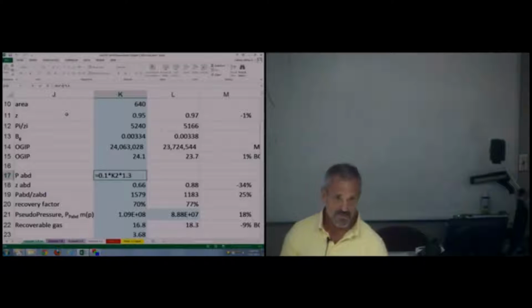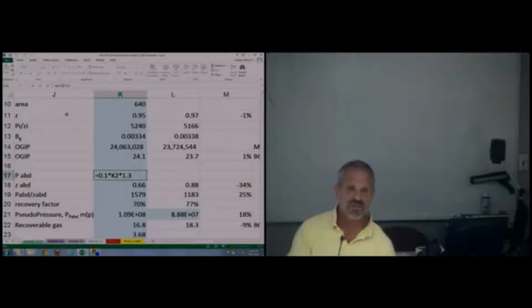But if you have a permanent gauge there... Permanent gauges are rare. They're expensive. But in big fields like Ekofisk in the North Sea, they probably have permanent bottom hole pressure gauges and bottom hole temperature gauges. Then it's not as big a problem.